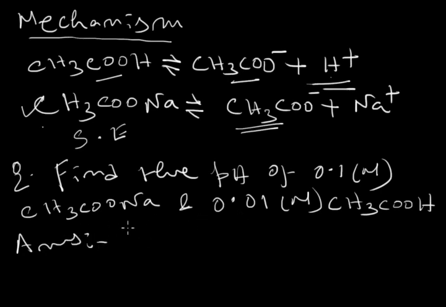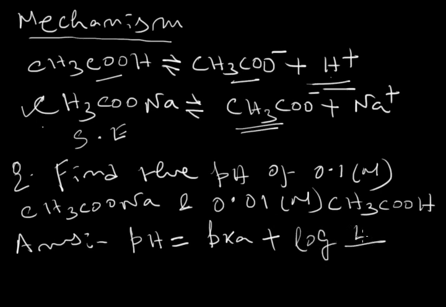This is a buffer solution because it contains a weak acid and a salt, sodium acetate. So the pH is determined by the Henderson equation. pH equals pKa plus log of concentration of salt by concentration of acid. Now the pKa value will be supplied in the question, and the value is 4.74. It is the dissociation constant of acetic acid, 1.8 into 10 to the power minus 5, and its negative logarithm is pKa. The value is 4.74.